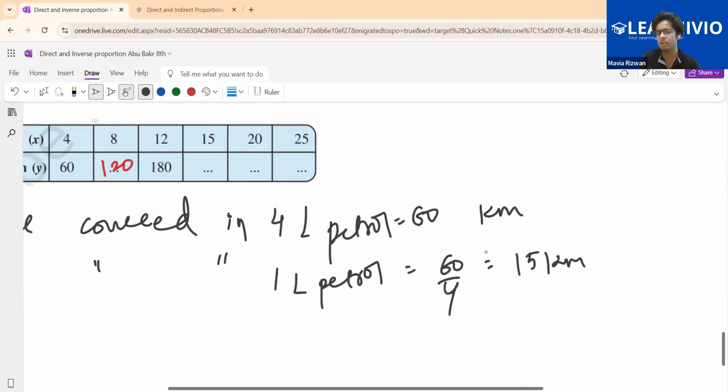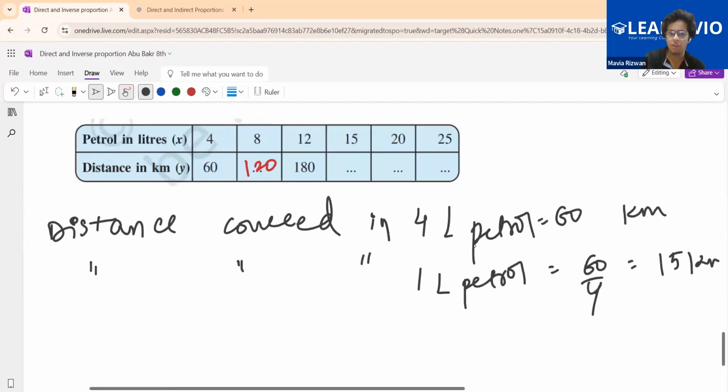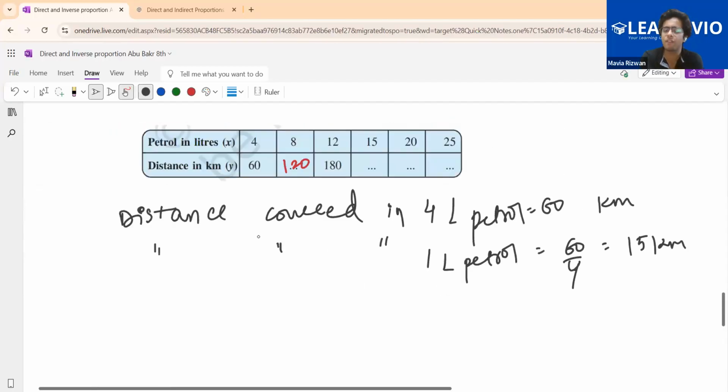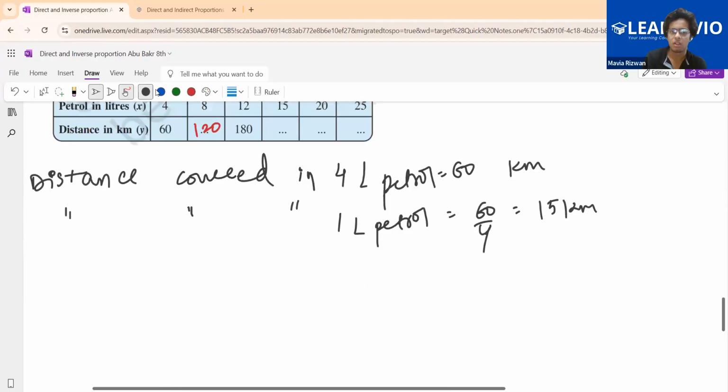Yes, sir. In one liter the car would travel 15 kilometers. Now we found for one. If we have for one, we can find for any. How? Sir, if it is in liters, how to find the distance? Multiply by that. Yes, very easy. Distance covered in 15 liters would be 15 into 15. So that is 225. Got it, Abubakar?